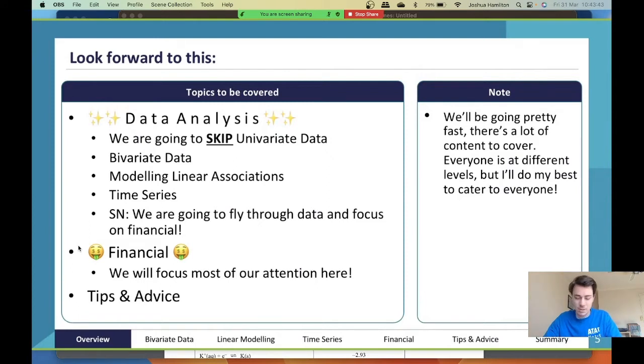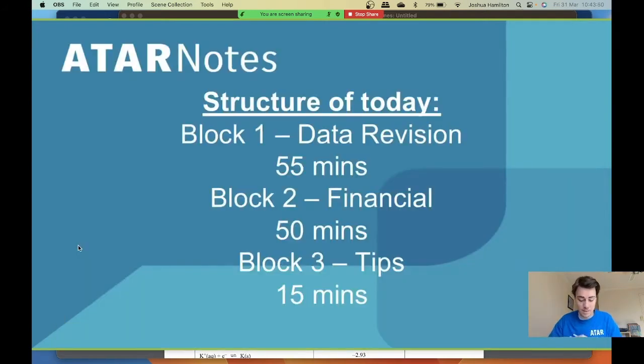I allocated like 10 or 15 for that, but we really don't need that. We really only need 5 or 10. So if we run a bit over on the other topics, that's perfectly fine. That's the structure of today.